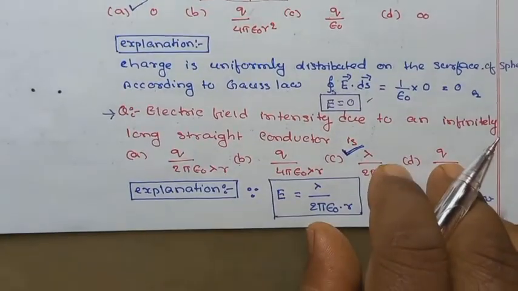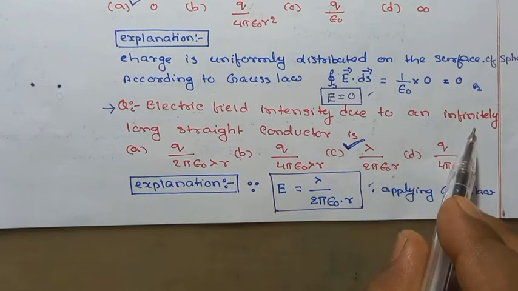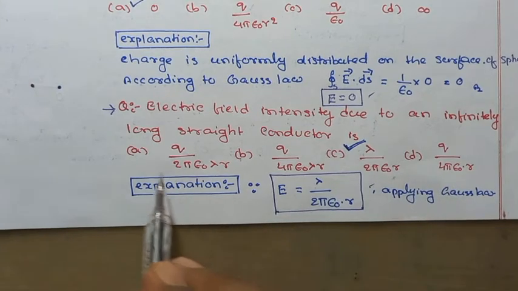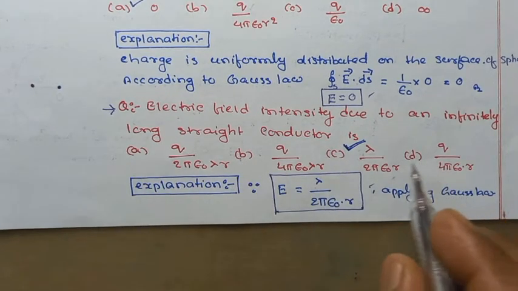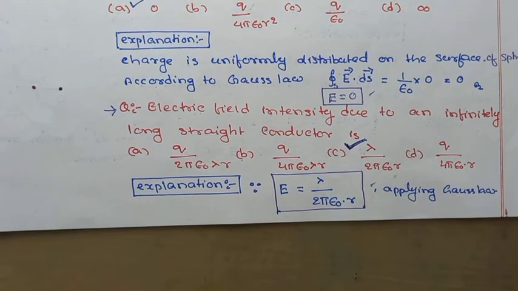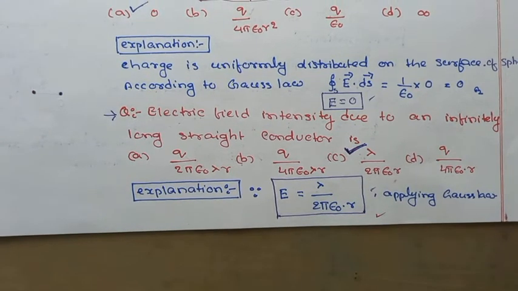That question is, electric field intensity due to an infinitely long straight conductor is. For an infinitely long straight conductor, options given A, B, C, D, and this option C is correct. Because for an infinitely long straight conductor, electric field at a point near the conductor is E is equal to lambda by 2 pi epsilon 0 r. ठीक है. Okay.